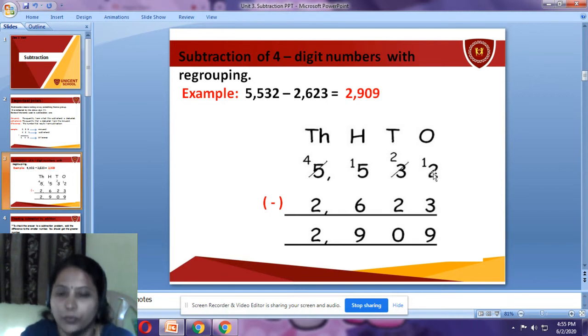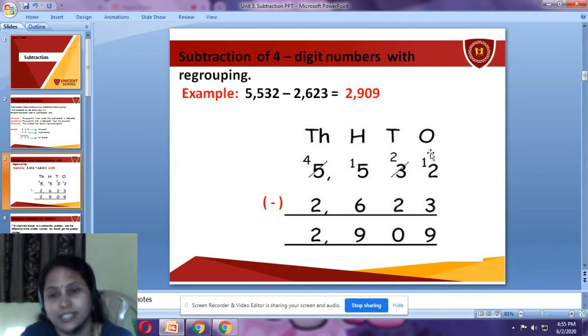Now here we have 2 and 3 in ones place. Can we subtract 3 from 2, children? No. Here 3 is bigger than 2, so we can't subtract. So what do we have to do? We have to borrow from tens place. We have to borrow 10 from tens place.